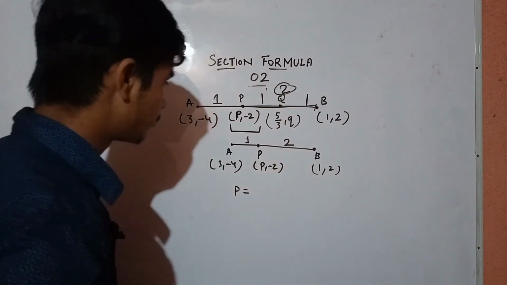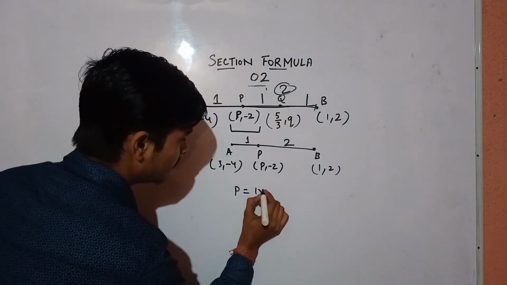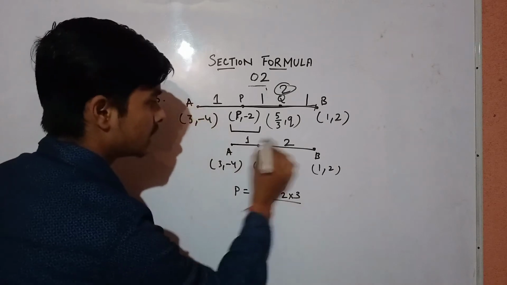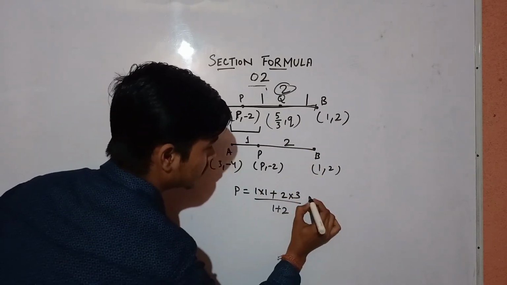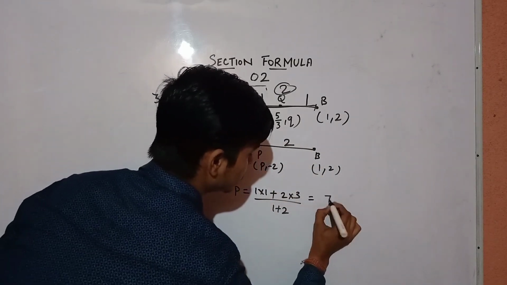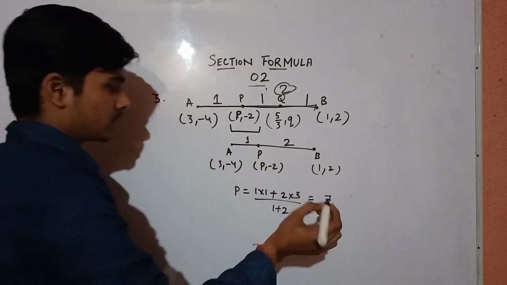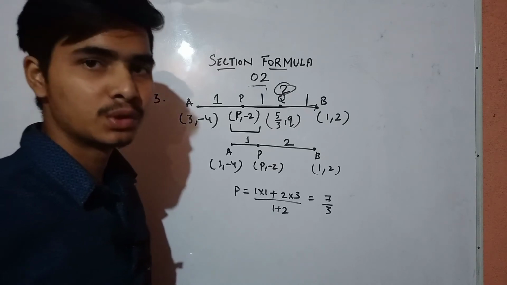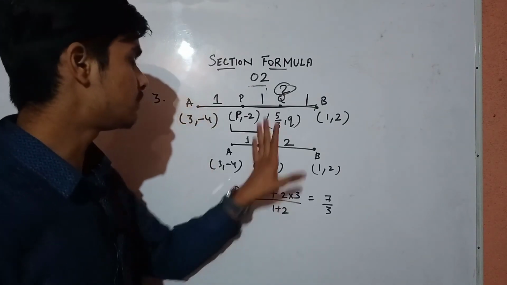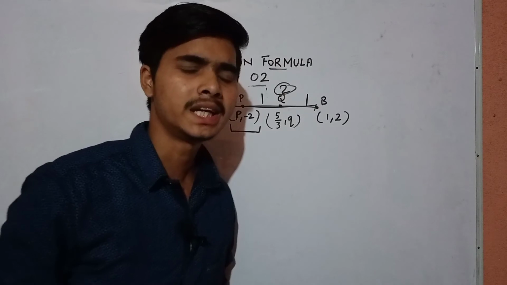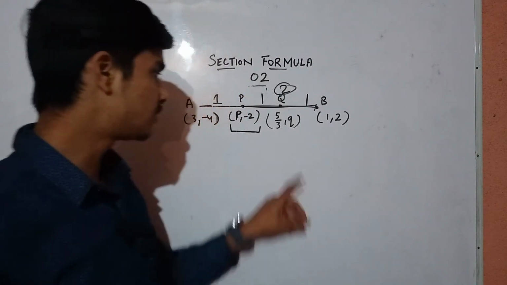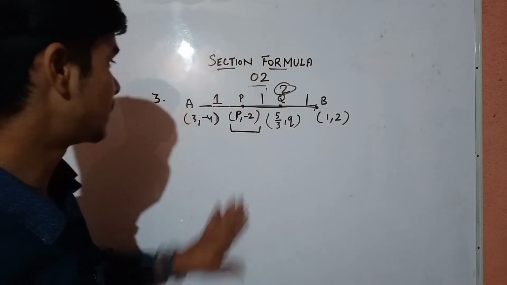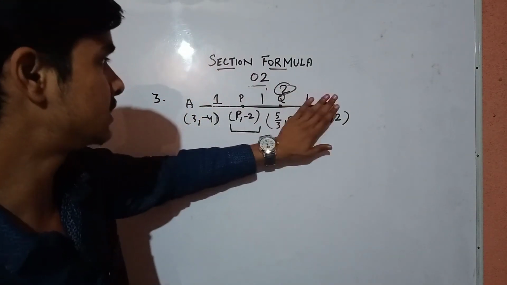Now we will use the section formula: 1 into 1 plus 2 into 3 divided by 1 plus 2, that is m plus n. Okay, so 1 plus 6 is 7 upon 3. So that's how we got the value of p as 7 by 3. Okay, now let us find out the value of q. In order to find that, this time we will be assuming that there is no point P in this line.